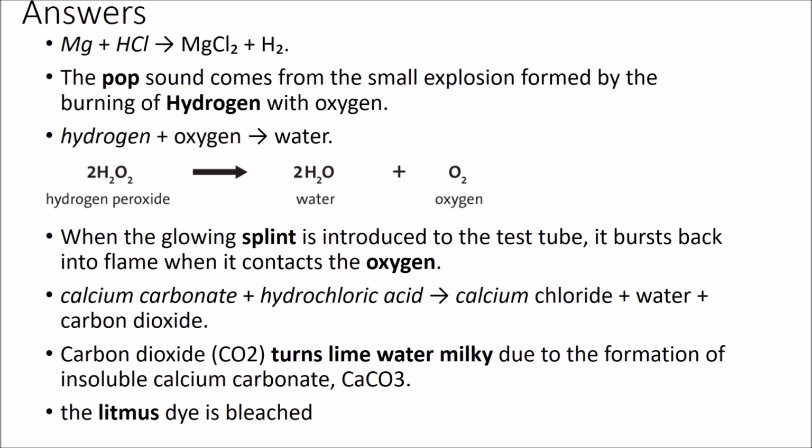The word equation for calcium carbonate and hydrochloric acid is calcium carbonate plus hydrochloric acid forms calcium chloride plus water plus carbon dioxide. Carbon dioxide turns lime water milky due to the formation of insoluble calcium carbonate. So that's why you can't see through it. It's got calcium carbonate inside of the water and it doesn't dissolve because it's insoluble, which is why the lime water turns cloudy. And then chlorine is actually a bleach. So chlorine bleaches the litmus paper. So it goes from blue to white because the chlorine is literally bleaching the paper.